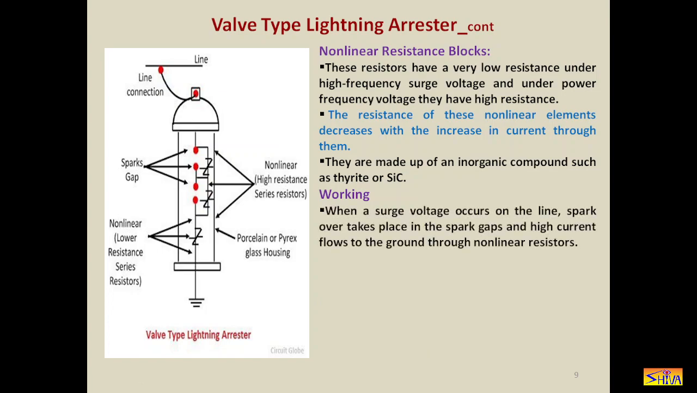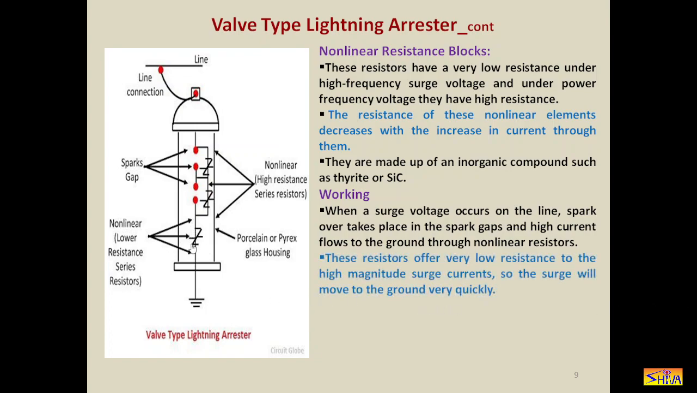When a surge voltage occurs on the line, spark over takes place in the spark gaps and high current flows to the ground through non-linear resistors. So when surge comes, these gaps break down and high current flows through these gaps as well as through non-linear resistors. These resistors offer very low resistance to the high magnitude surge currents, because when current is more, they offer less resistance. So current can be easily passed down to the ground.